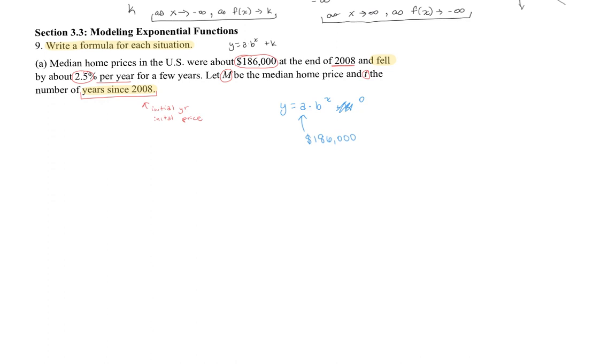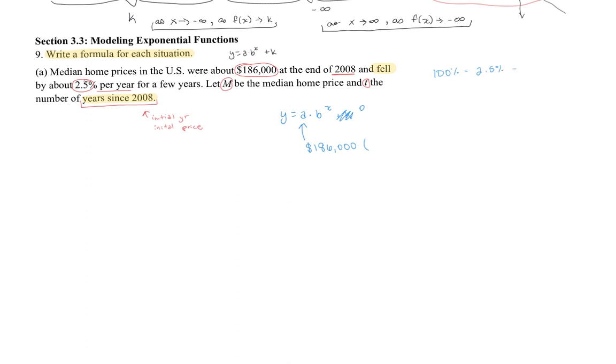And then we do know b to an extent. We know that it's decreasing by about 2.5% a year. So that means that from 100%, we are subtracting 2.5%, which is 97.5%. And then as a decimal, this is our b. So b would be 0.975. And then we want our x to be T, and we want our y to be M.